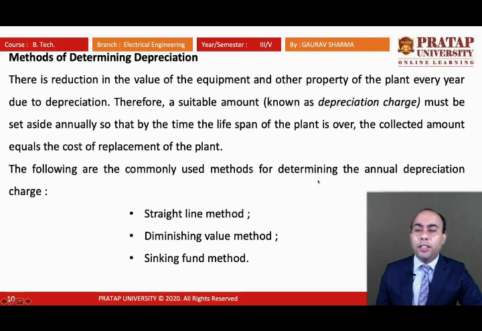There are various methods for determining the depreciation cost. Depreciation is the reduction every year in the value of the equipment and other property of the plant. For determining the depreciation we have three methods: the straight line method, the diminishing value method and the sinking fund method.